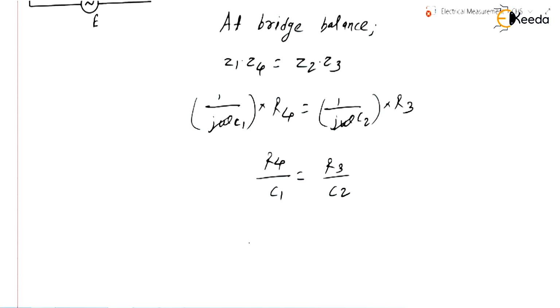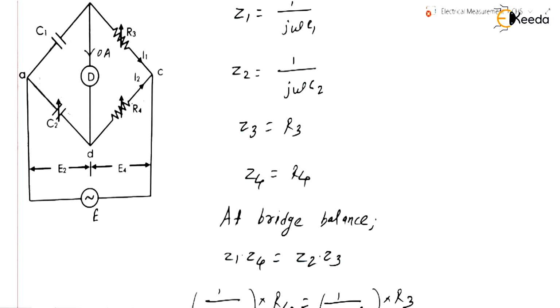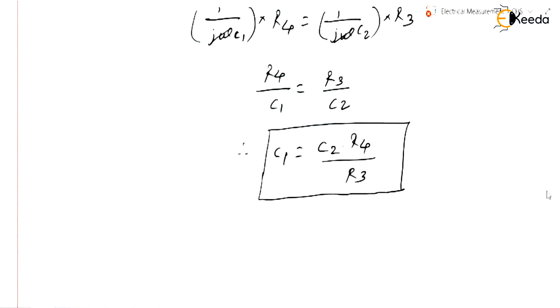Therefore C1 is equal to C2 into R4 divided by R3. In this way we can find the C1 value. We vary R3, R4, C2 in such a way that the deflector should show a 0 reading, a null reading. So this is the expression for C1.